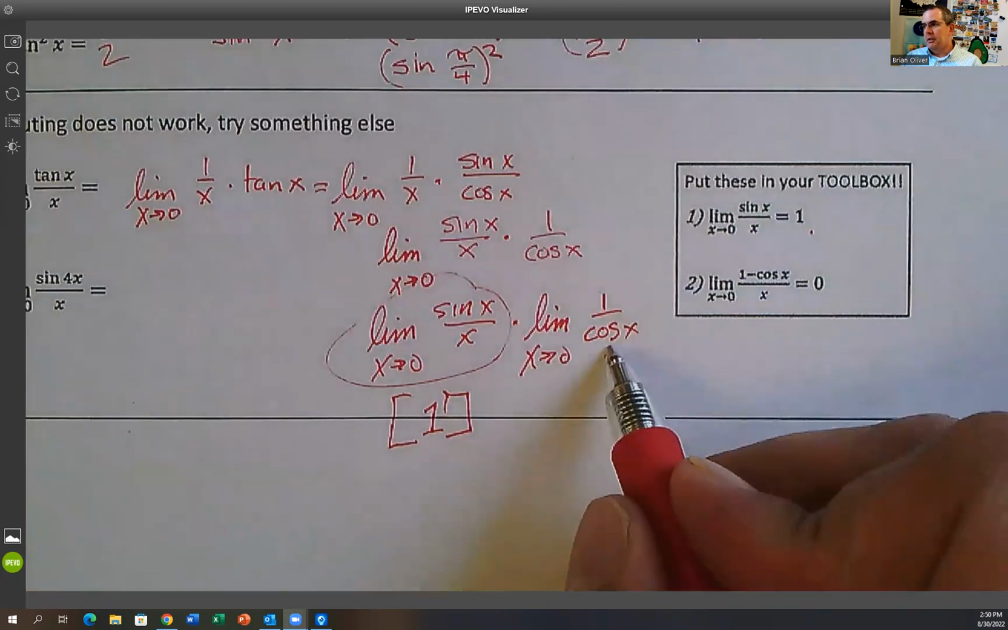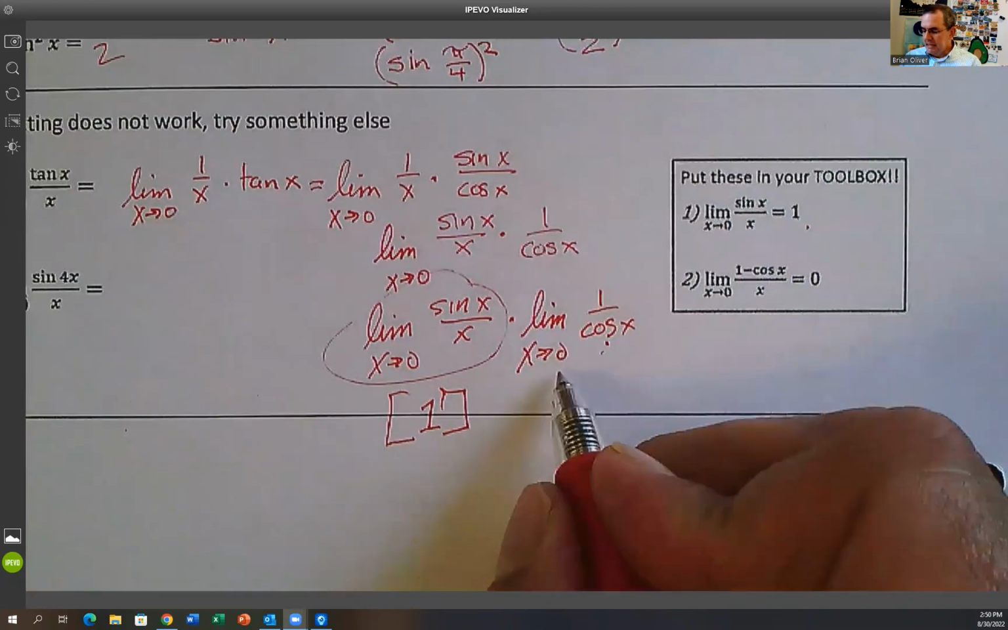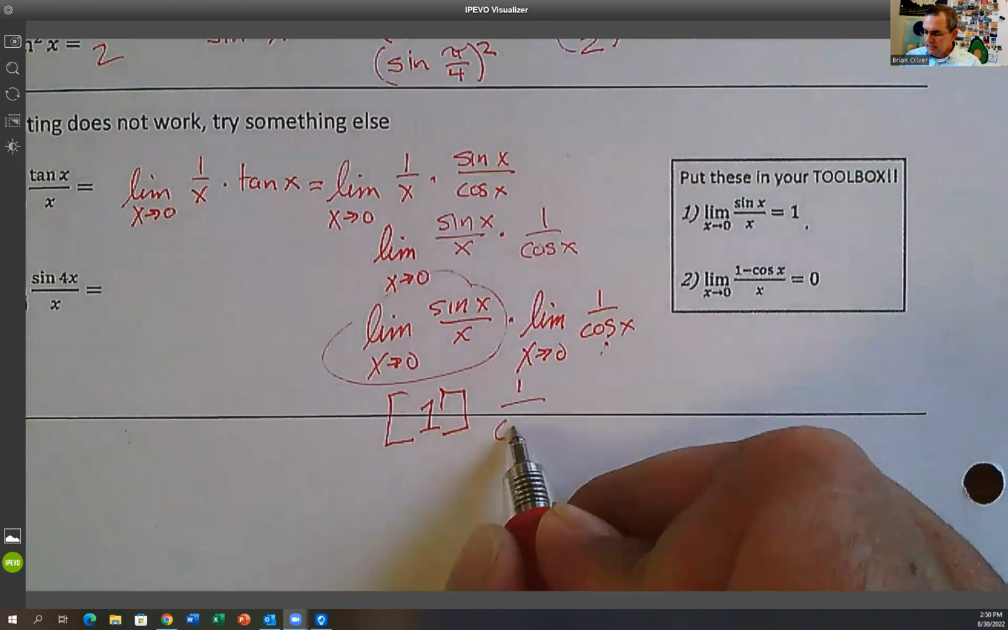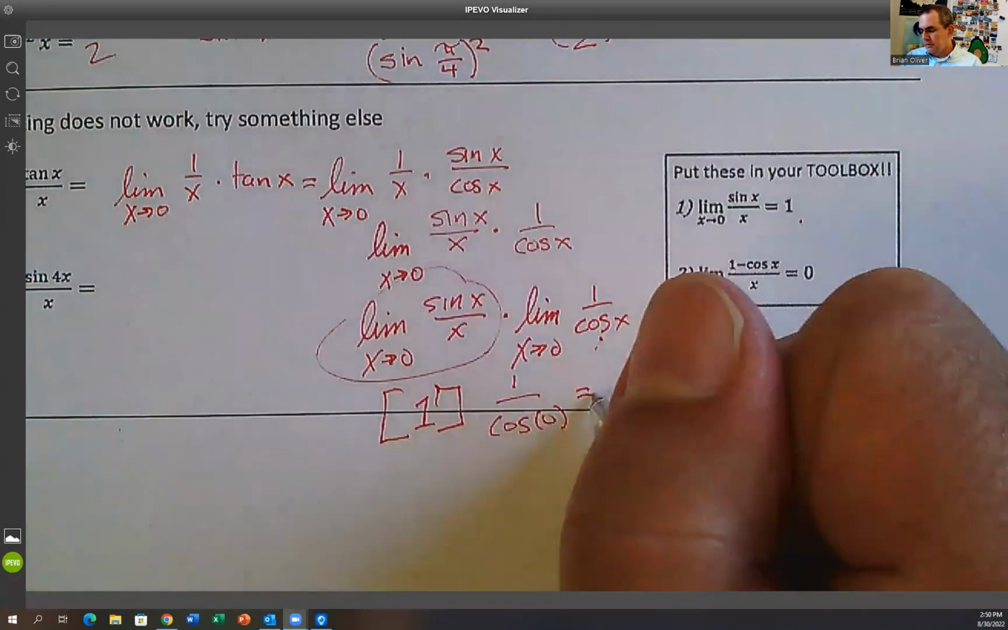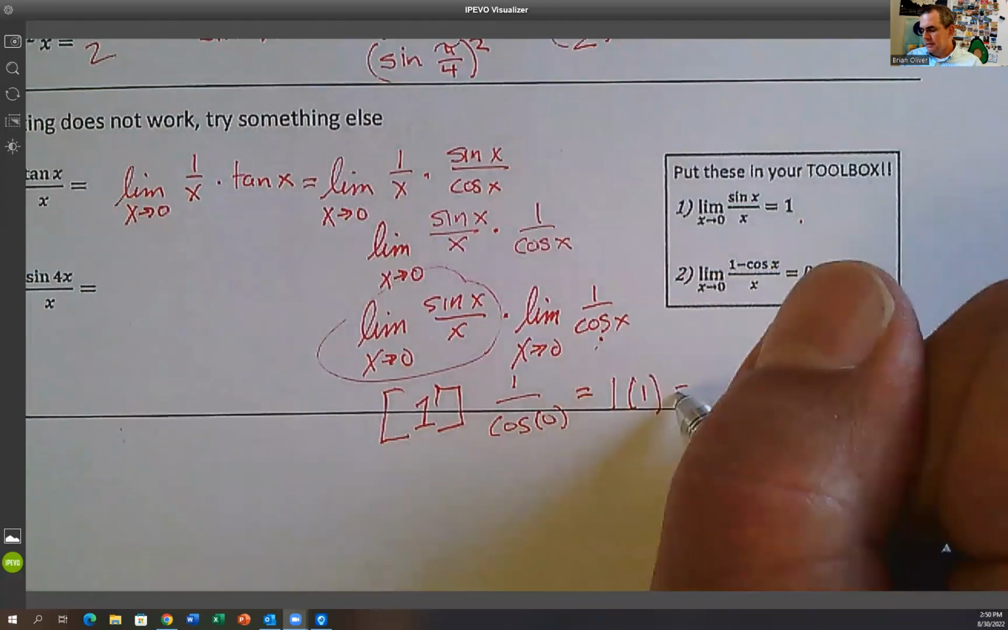And I'm going to plug and chug on this part because I can now actually put in 1 over cosine 0. 1 over cosine 0 is 1. This becomes 1 times 1. The answer is 1.